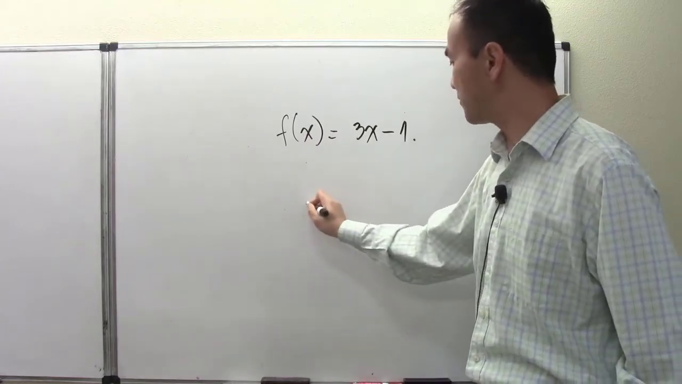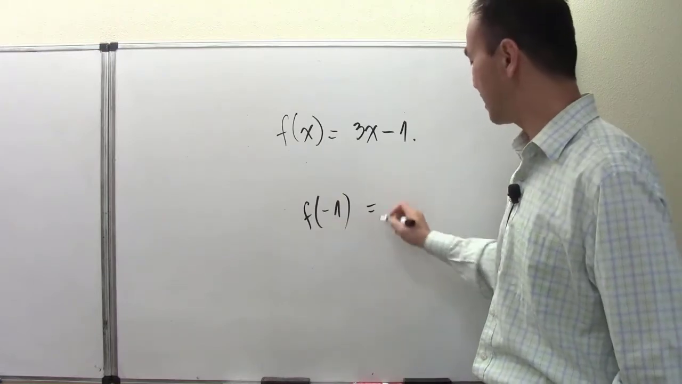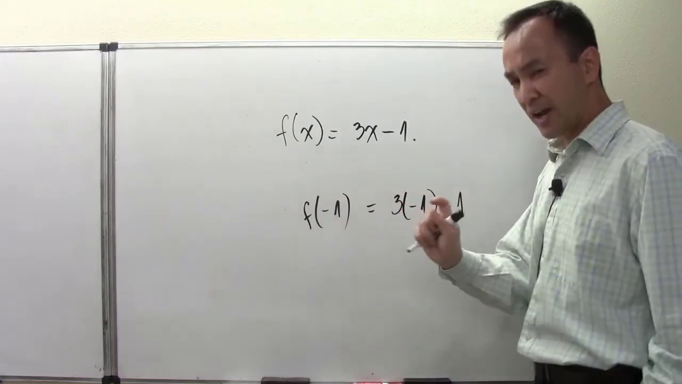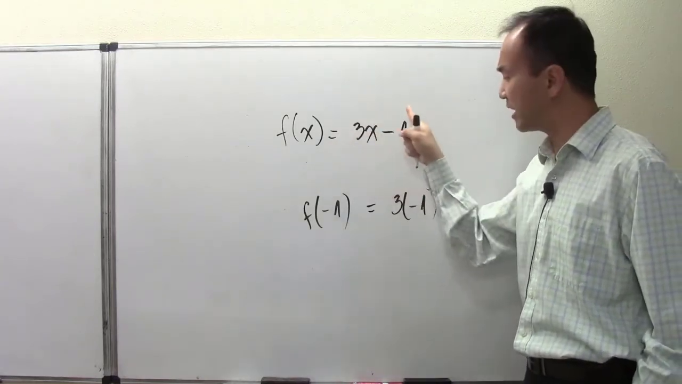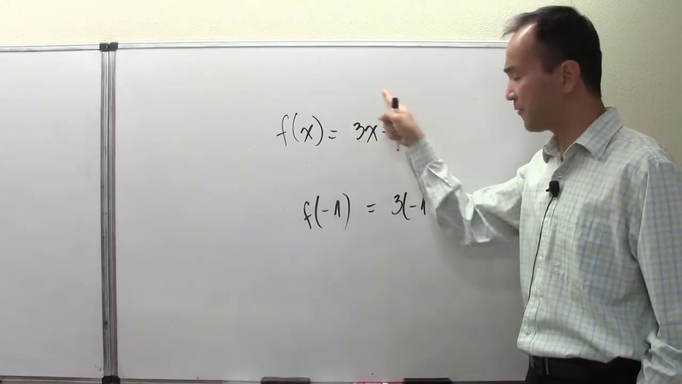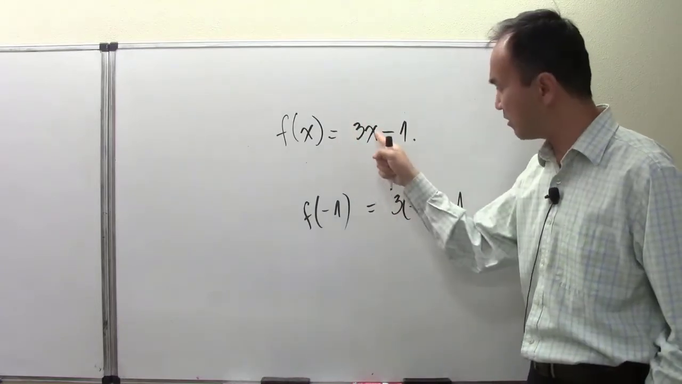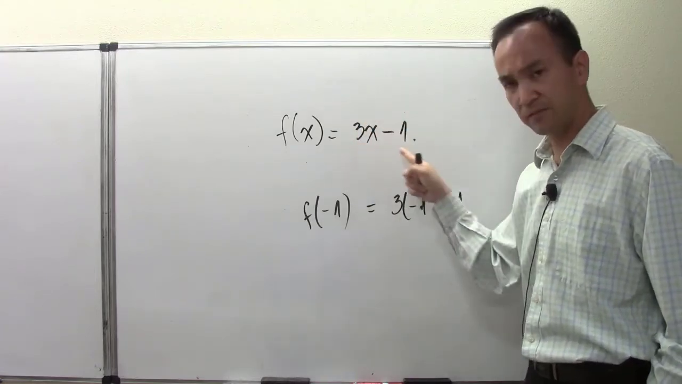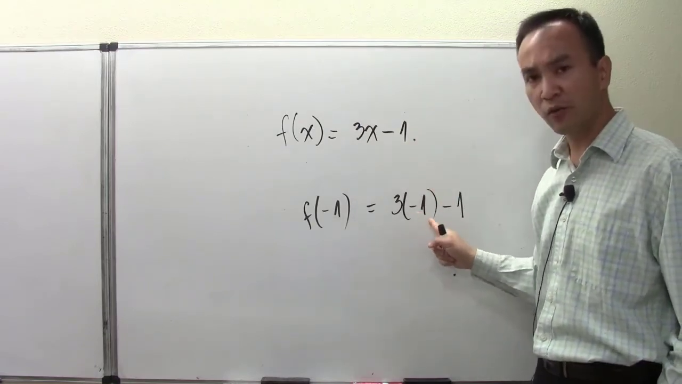Then we can try a negative input, and it gives me 3 times negative 1 minus 1. According to the kind of operations, the way this rule is set up and defined, the way the operations involved in this rule work, there's nothing wrong with taking an input.